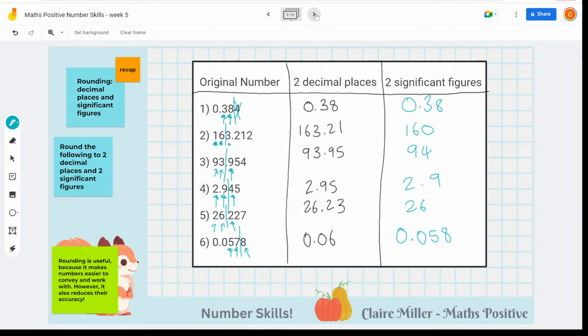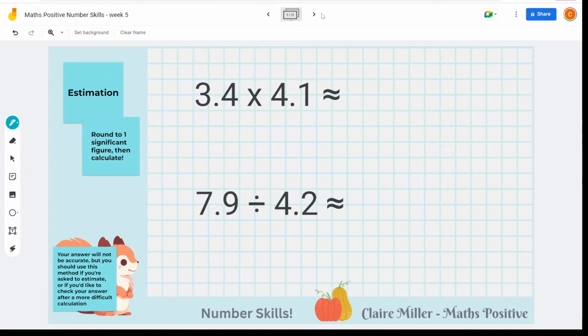Brilliant. So rounding's really important, so it's great that we're having a think about that and some different ways of rounding. Let's have a think about estimation now. So often when we estimate, we think about rounding to one significant figure and then calculating. But actually, you can estimate in lots of different ways. As long as you're doing it in a sensible way, that's fine.